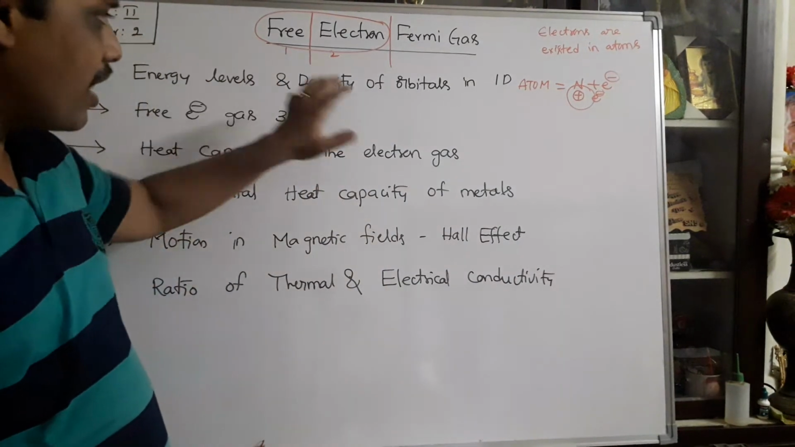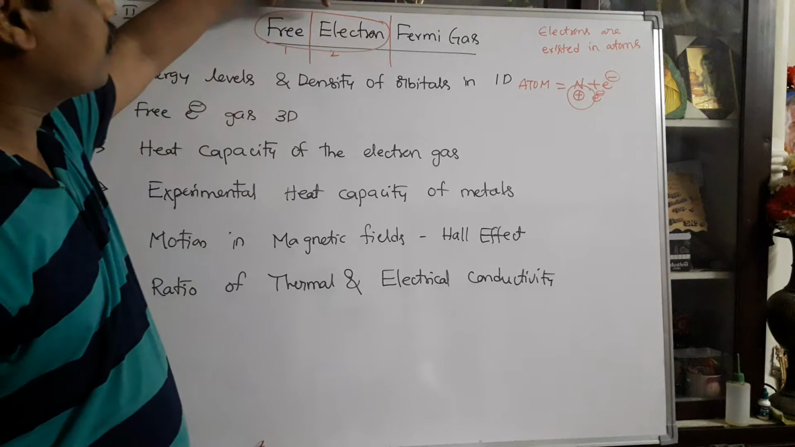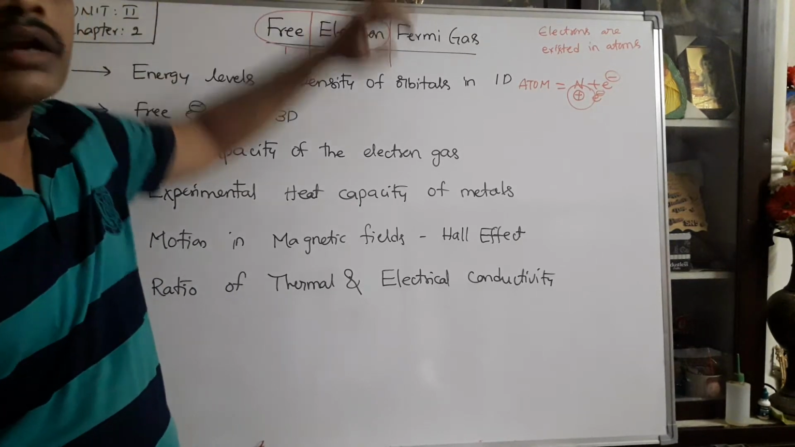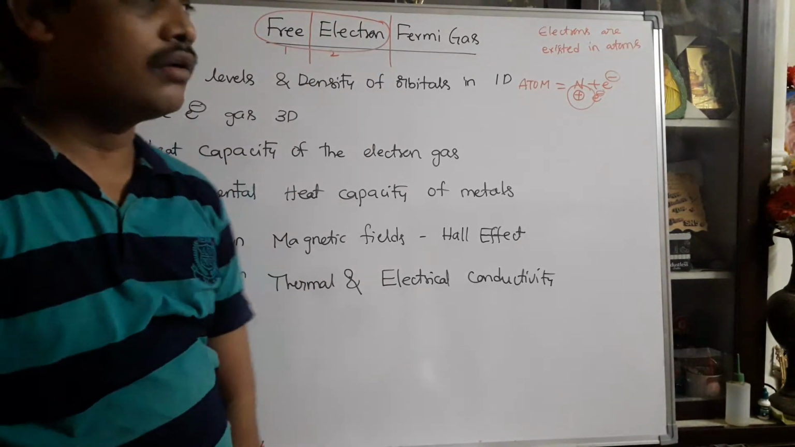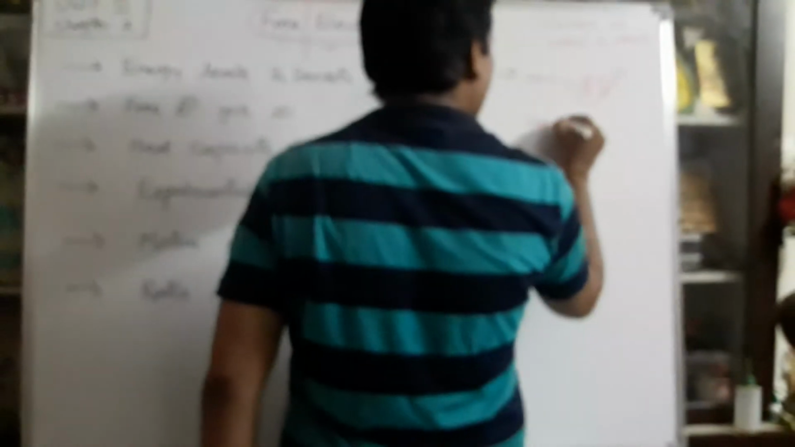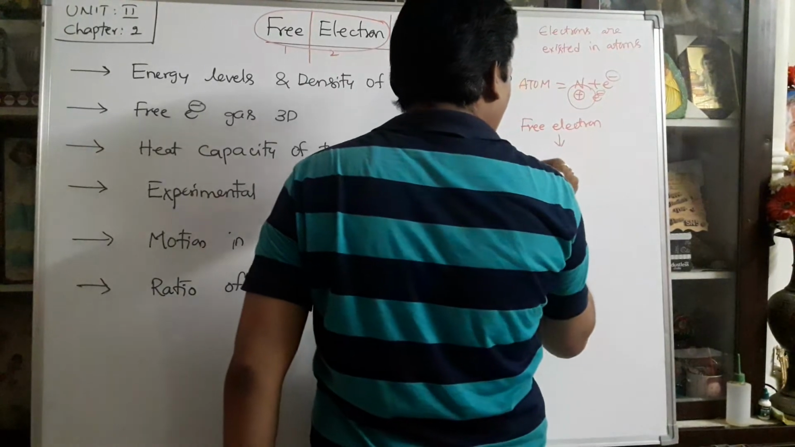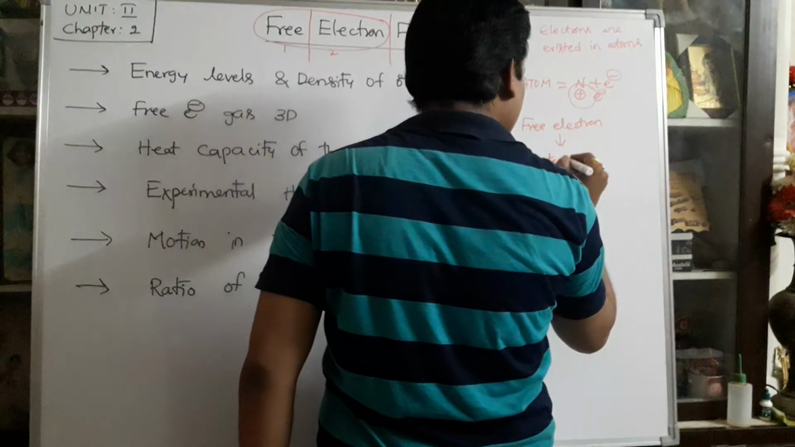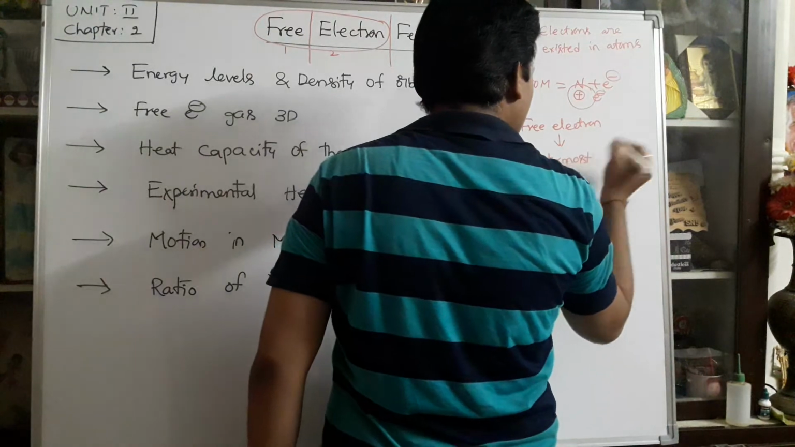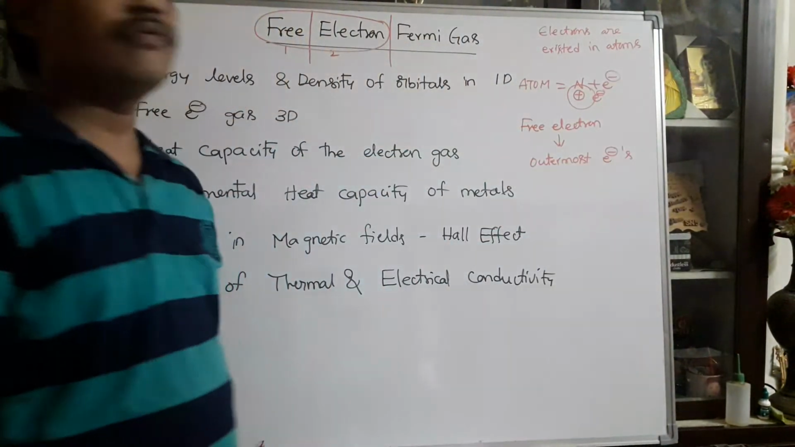But according to our chapter, there is no need of just the electron. We need the word free electron. What is a free electron? Generally, in lower standards, the outermost electrons are called free electrons.